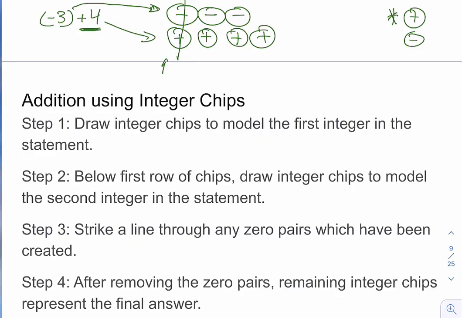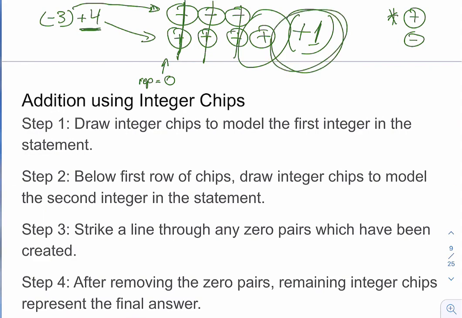Remember that represents 0, so it's just gone. Another one, gone. Another one, gone. Now I have no more zero pairs to create. Step 4 says after removing the zero pairs, the remaining integer chips represent the final answer. So my final answer is positive 1. Negative 3 plus 4 equals positive 1. Let's do another example.